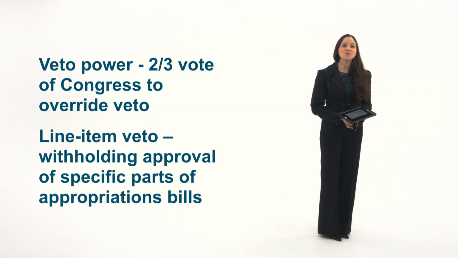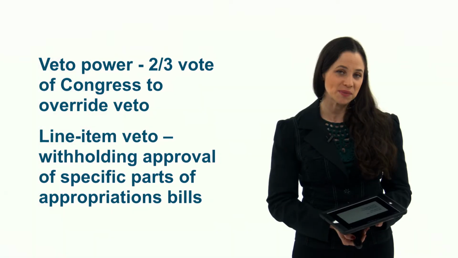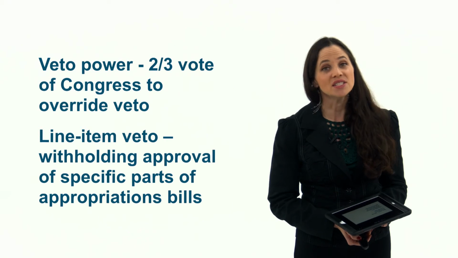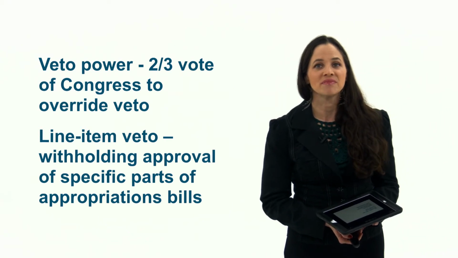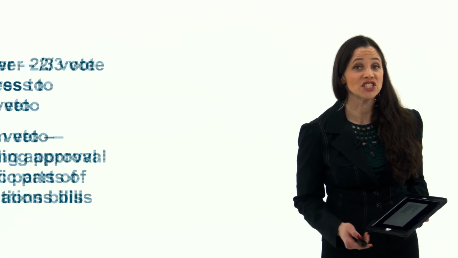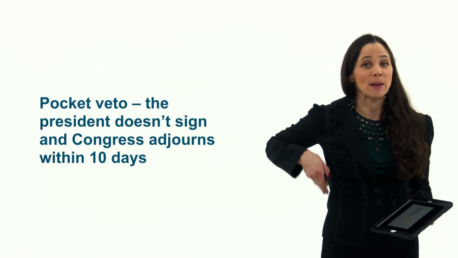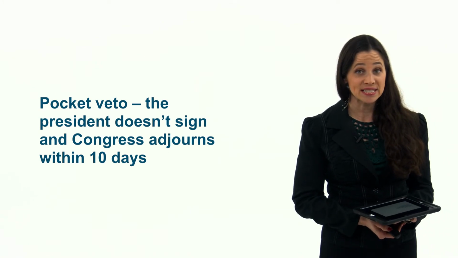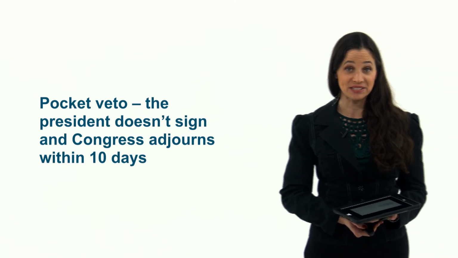The president has the ability to withhold approval from specific parts of appropriations bills passed by the legislature. This is known as a line item veto. And another type of veto, the pocket veto, is essentially just that. The president basically pockets the bill. He doesn't sign the legislation, and Congress adjourns within 10 days of the president having received it.